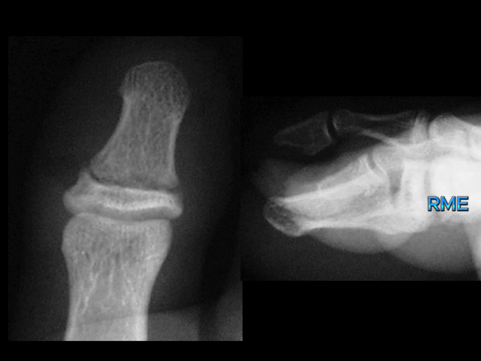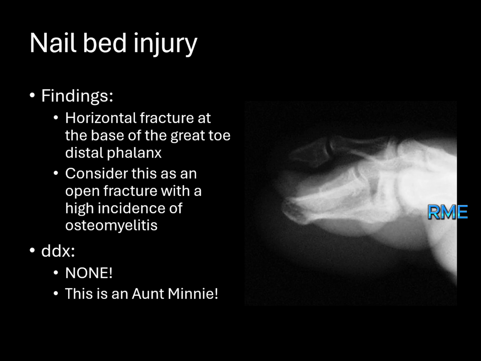What do you see in this image? This image shows a horizontal fracture at the base of the great toe distal phalanx. This appearance is indicative of a nail bed injury. Differential diagnoses include none, as it's an Aunt Minnie.